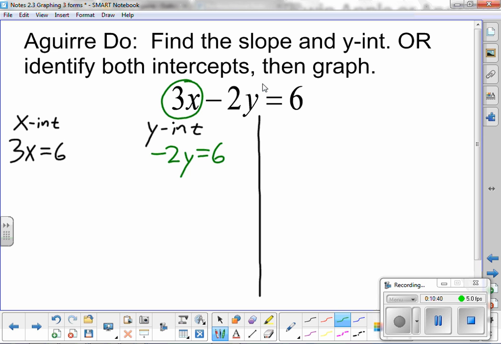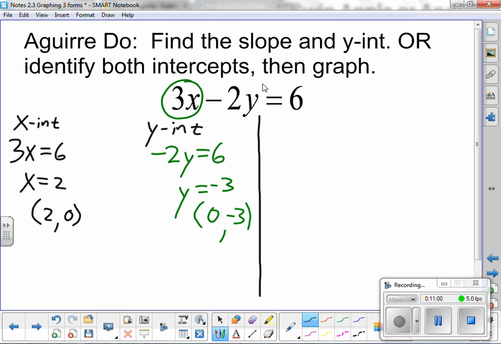For your y-intercept, now you just have to accomplish solving both of those. Divide by negative 2 here. You'll get your y-intercept is negative 3. That's a point on its own, 0, negative 3. On this side, you're going to divide by 3, so x equals 2, or 2 comma 0. So that is one way you can do this. We'll plot it all at the same time. The other way you can do this, so this is using intercepts.